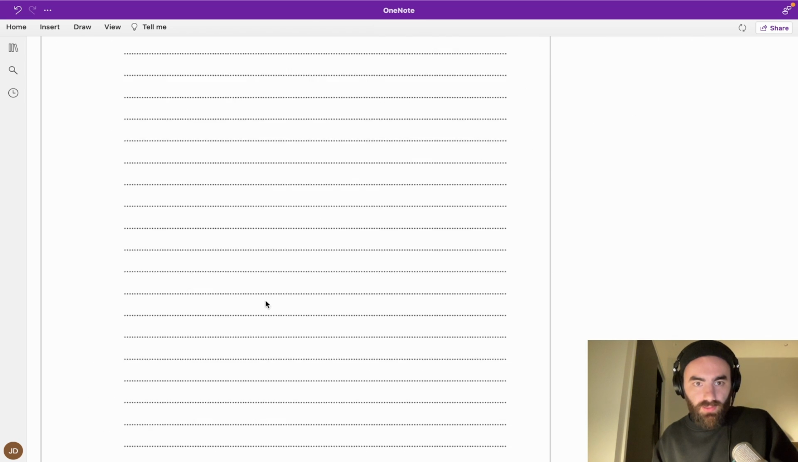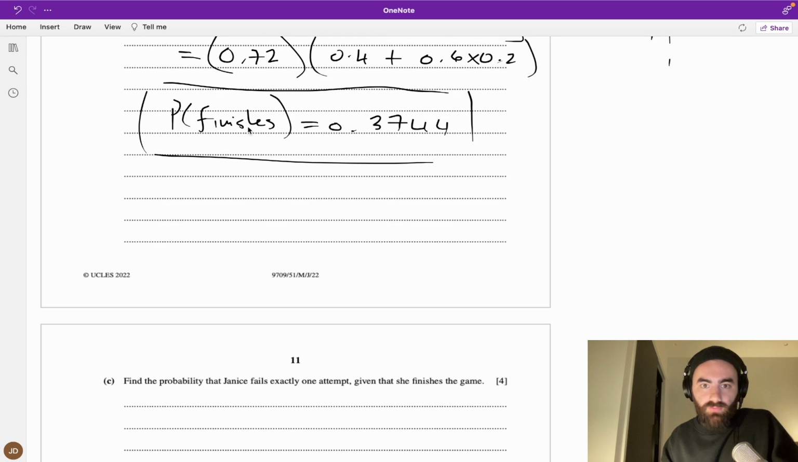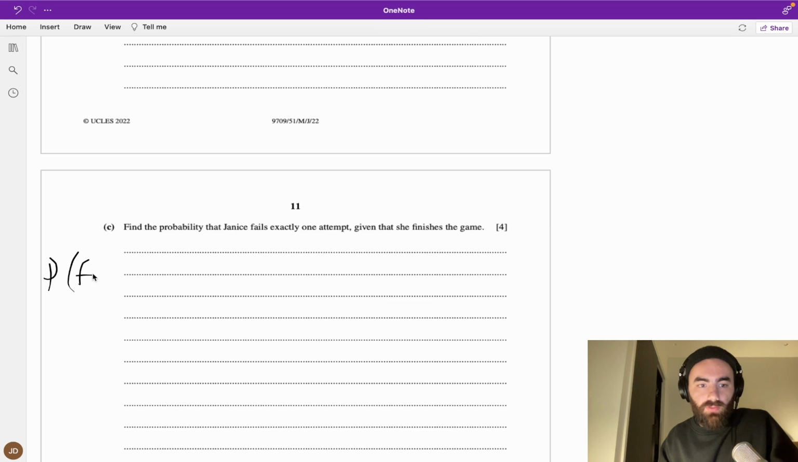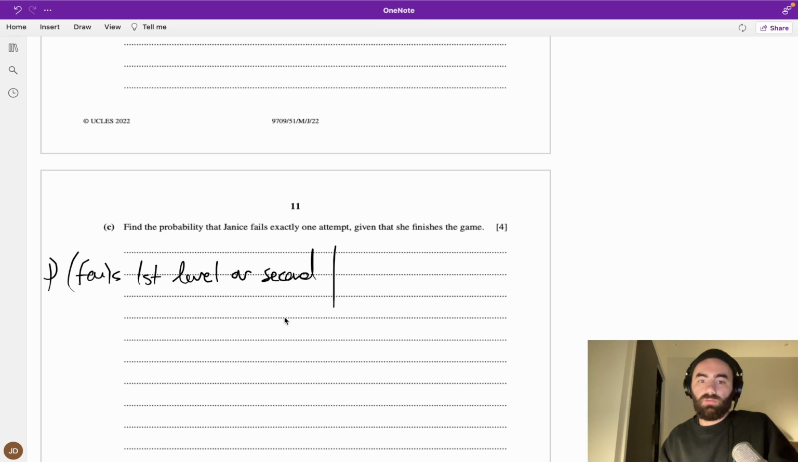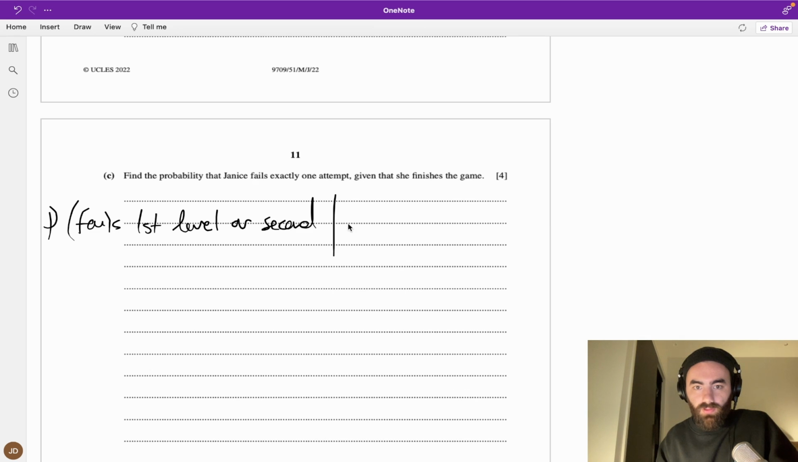Okay, and lastly, find the probability that Janice fails exactly one attempt, given that she finishes. We have the probability she finishes. If she fails exactly one attempt, well, that means that she either fails on the first level or second level, given. So if she fails exactly one attempt, it's the probability that she either fails on the first level or she fails on the second level of her one attempt. Given she finishes, which from that formula is the probability of them both occurring.